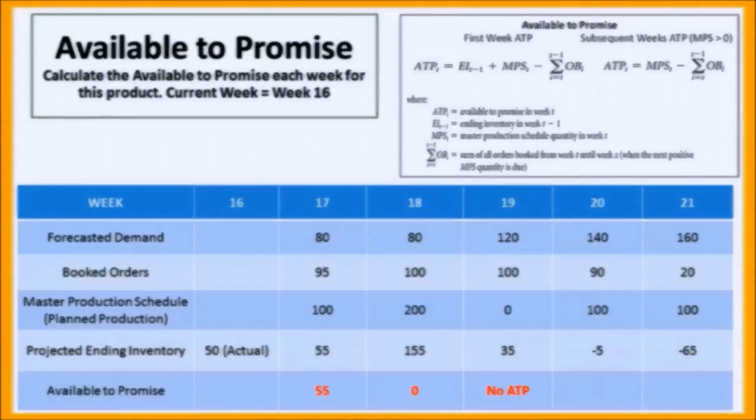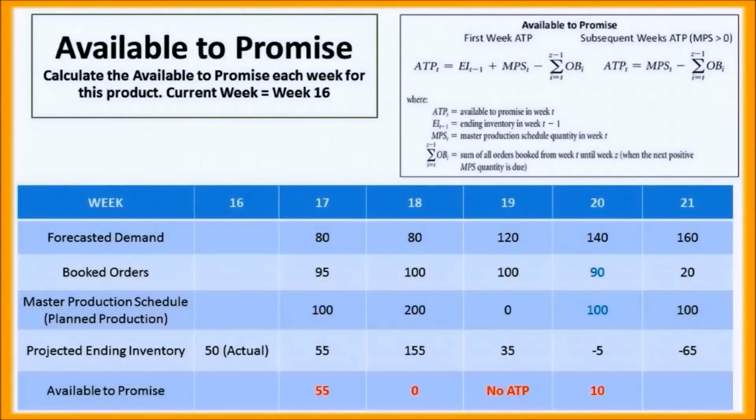So let's look now at week 20. In week 20, we will take the master production schedule for week 20, which is 100, and subtract all of the booked orders until we produce again. And we will be producing again in week 21, so we only have to worry about the booked orders for week 20. So 100 minus 90 gives us available to promise of 10. And finally, in week 21, the master production schedule for week 21 is 100 minus the booked orders there in week 21, which is 20, gives us an available to promise of 80.